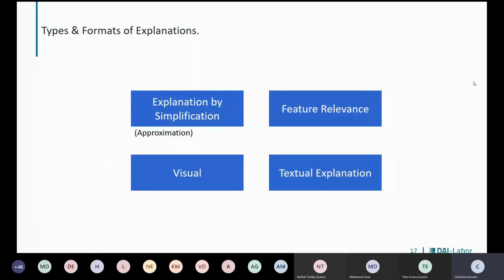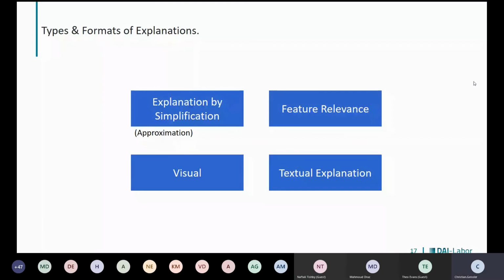And then, more on the format side, we have visual and textual explanations. Visual ones, we will see a couple of these later, are explanations that, for example, on a picture highlight the areas that are most influential, and textual explanations are the ones that provide natural text that explains the model or the AI system in a more natural way.